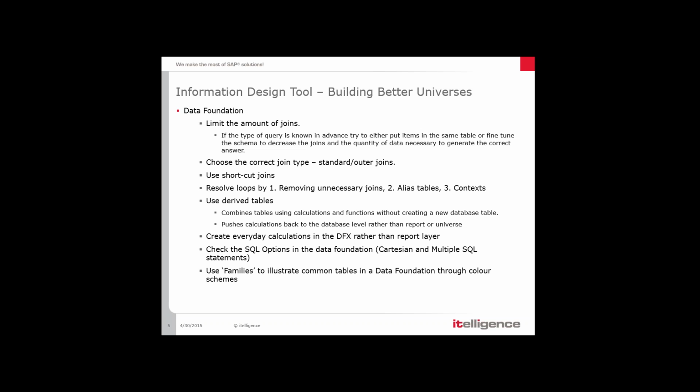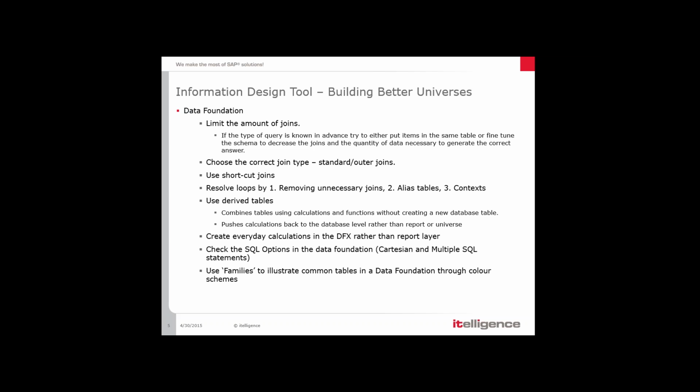To resolve those loops, you either remove those unnecessary joins if you don't need them in there, or you can create a context based on certain aspects. A context is where certain joins within your tables relate to, say, customer sales, whereas other joins within your data foundation relate to supplier sales. So if you create a context, it won't create this loop.